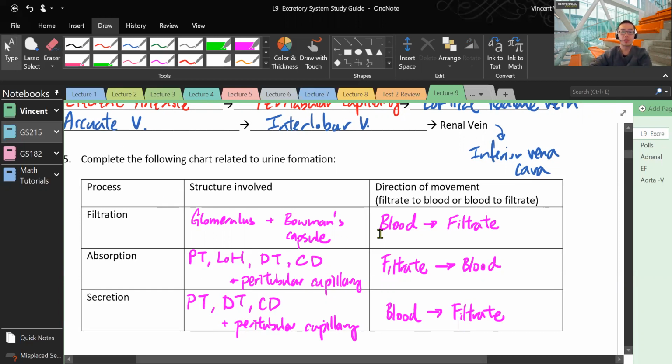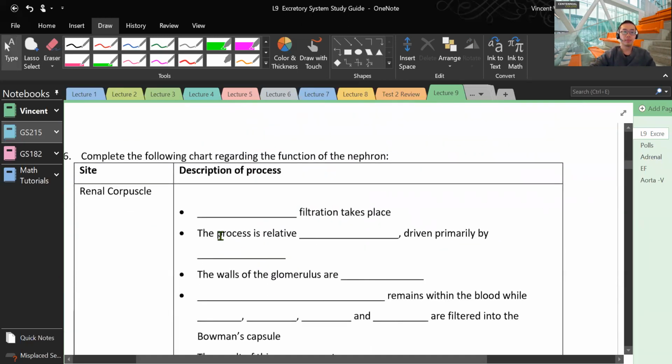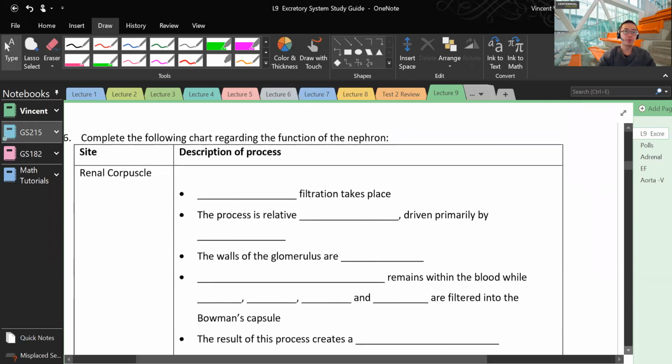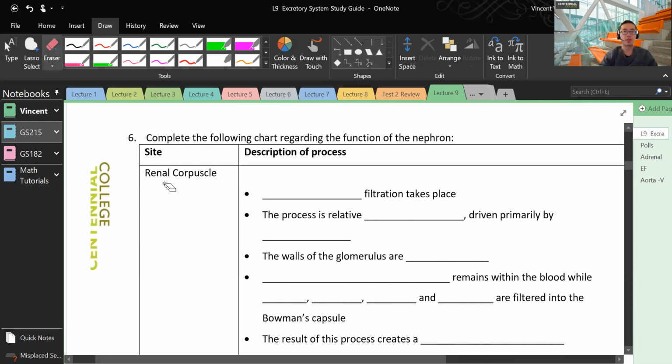So let's go through this in more detail by filling in this chart. Okay. So first we have the first step here. Right? What is happening at the renal corpuscle? Right? This was mentioned in the lecture.